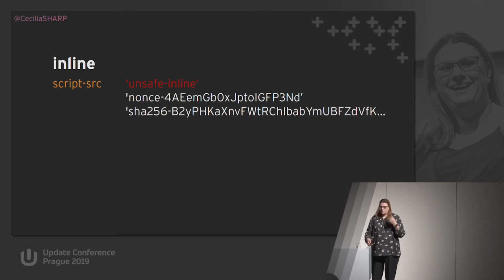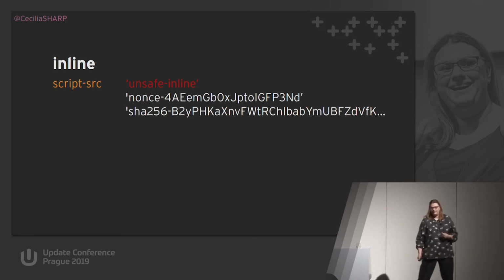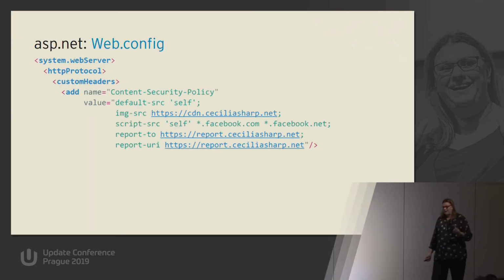Yeah. So back to how we're adding them. In Web.config, we add custom headers, Content-Security-Policy, and all these kinds of values. I've done a line break here just to be able to see them better, but it's basically the same as what I showed on the last page. It's the default source to self, image to my CDN, the script source to self and Facebook, and my report URL to be able to receive reports of violations.